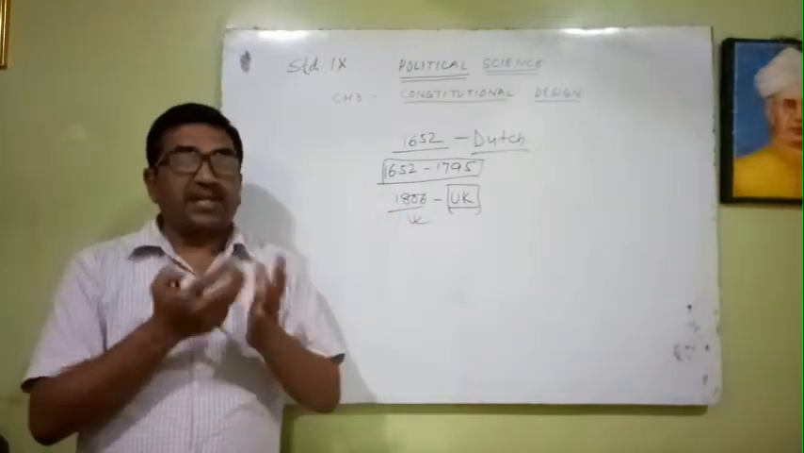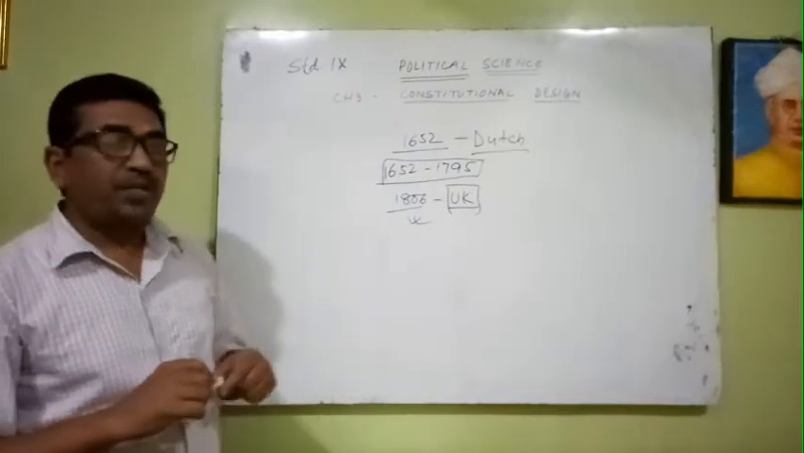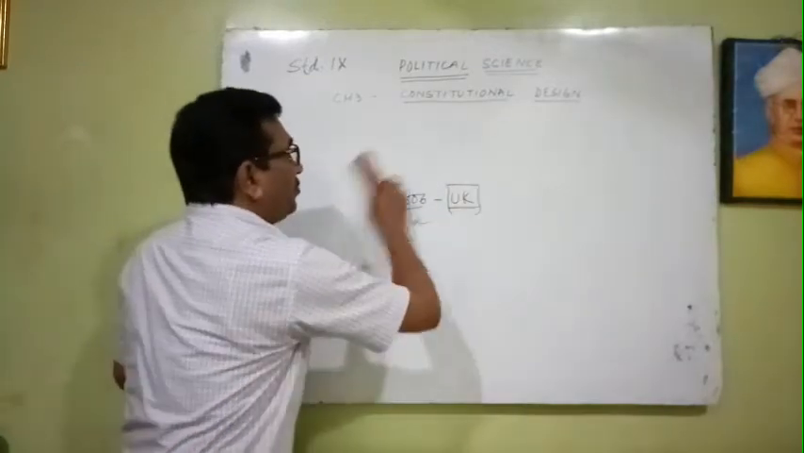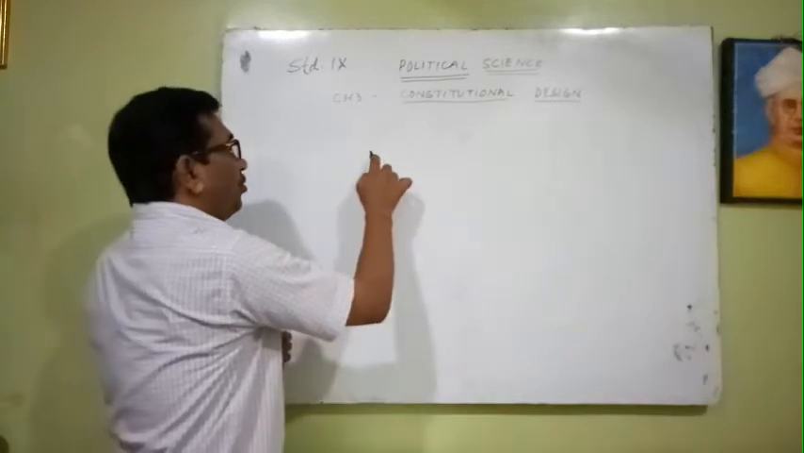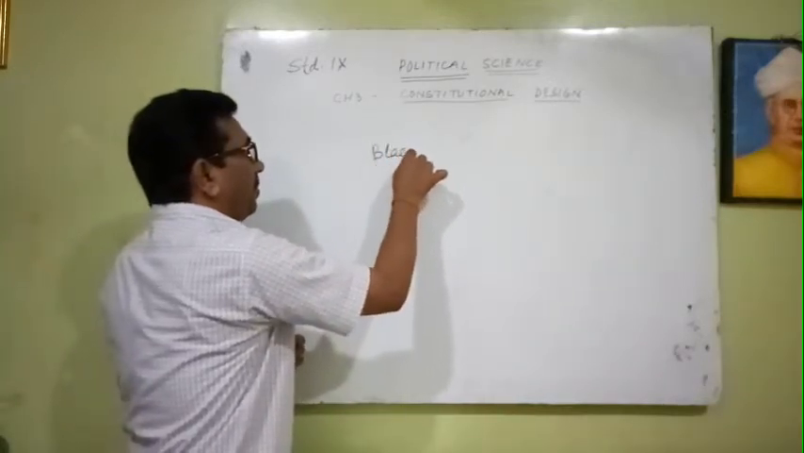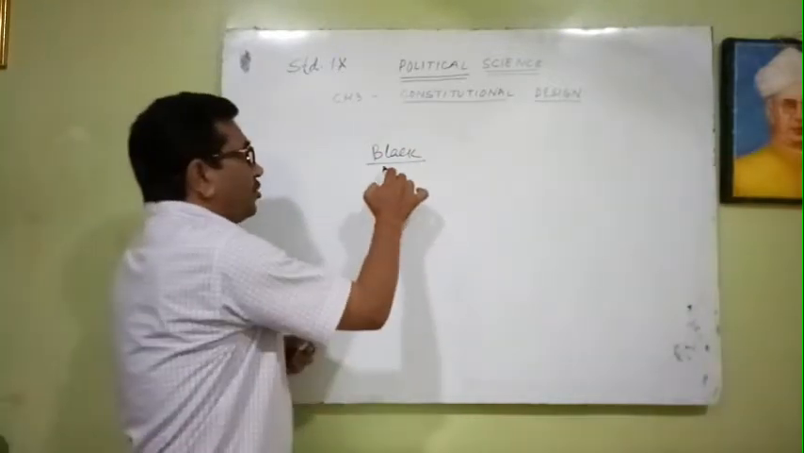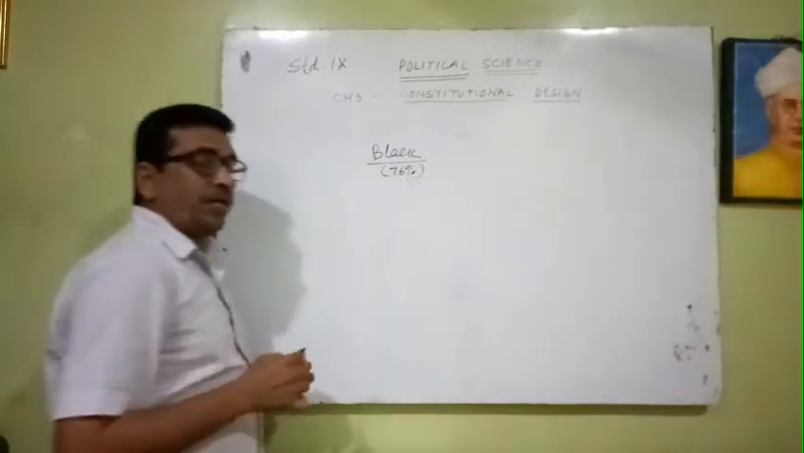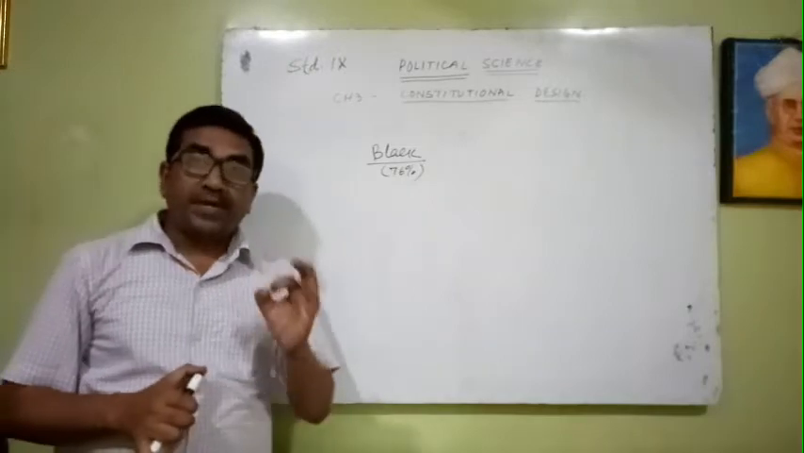If segregated, the population can be divided into three groups. Which are the people of the three groups? The people of three groups, one was the blacks. They constitute around 76% of the population of South Africa. Who were the blacks?